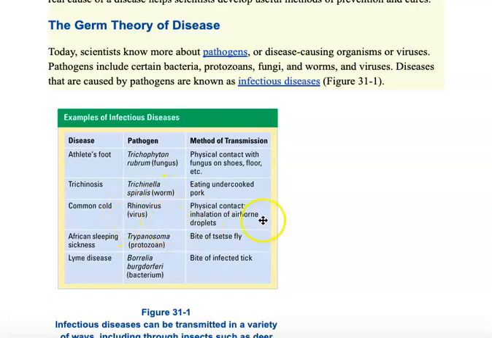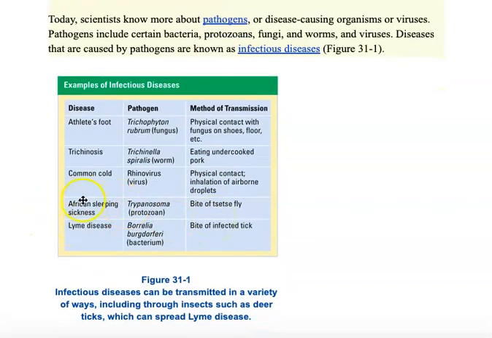The common cold, something we get all the time, is caused by a virus, a rhinovirus, and it is transmitted through physical contact and inhalation of airborne droplets, so droplets that can be transmitted through the air and cause you to get this pathogen and get this cold. African sleeping illness is a disease that can be caused by a unicellular organism called Trypanosoma, and it is transmitted through bites of the tsetse fly. Lyme disease is also caused by a bacteria, and it can be transmitted through the bite of an infected tick.